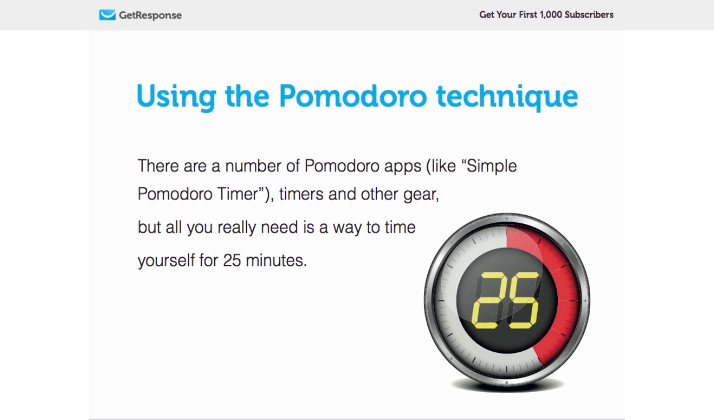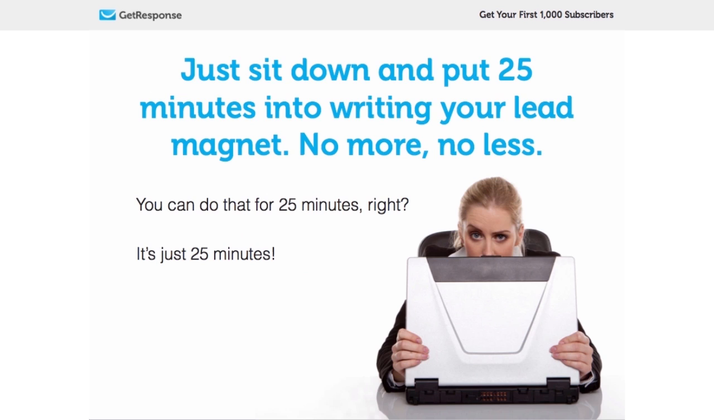So obviously you're going to need a timer for this. There are a lot of different timers and software programs, and there are a bunch of Pomodoro apps. I do use Simple Pomodoro Timer. That's an iPhone app that was free. They're all good. Use whatever you like. If you've got an egg timer, that'll work beautifully too. You can use the timer on your computer. It's all good. And so what you do is, and what we're going to do as soon as I'm done talking in a couple of minutes, is you're going to sit down, put 25 minutes into writing your lead magnet.